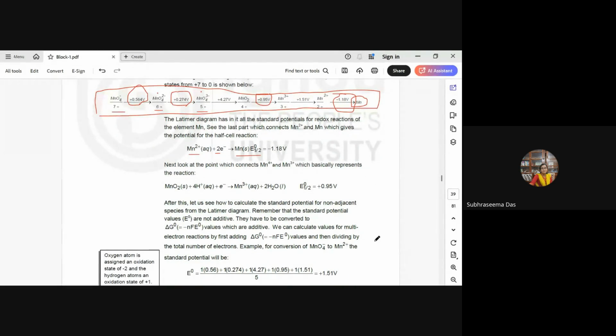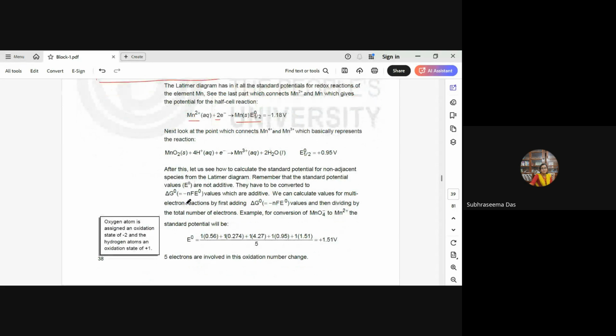Now using this we will calculate the standard electrode potential for non-adjacent species. The 7 to 6 and 6 to 5 are adjacent species, but 6 to 4 or 5 plus to 3 plus are referred to as non-adjacent species. We know that standard potential values are not additive in nature. So how can we calculate? We first convert them to delta G0 is equal to minus NFE, so these values are then additive in nature.